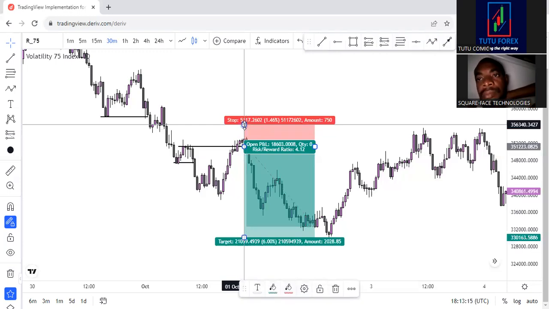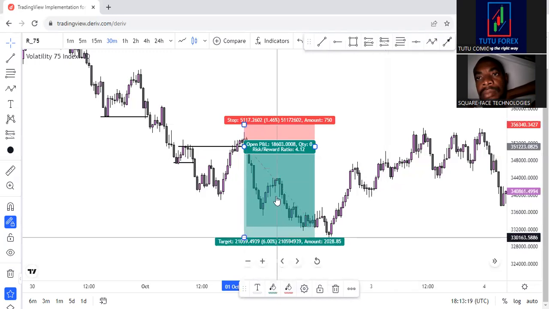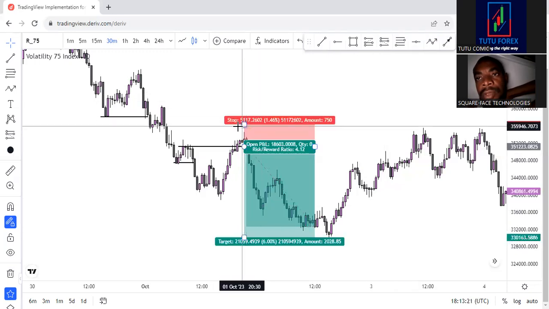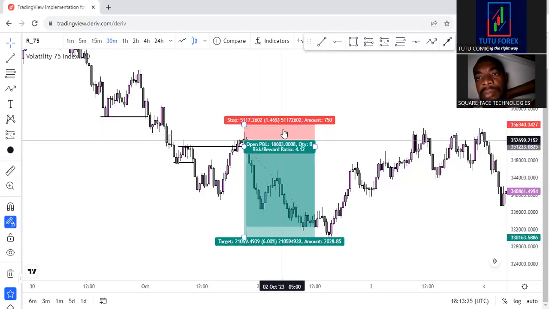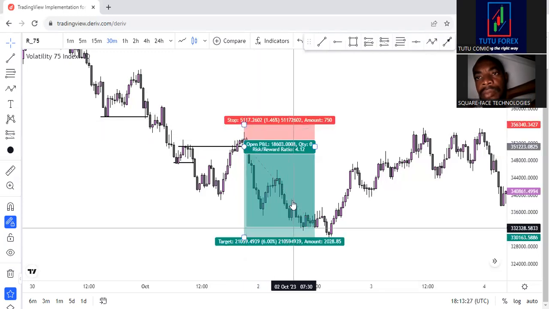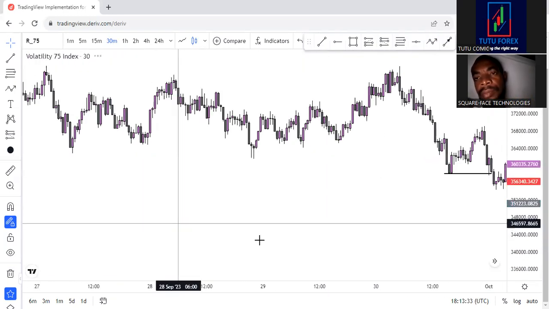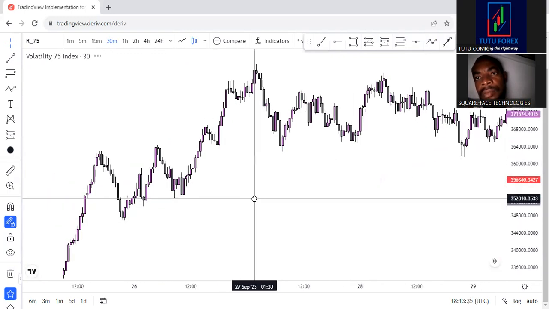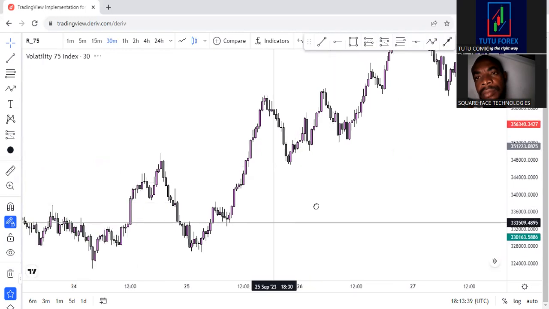That is risk management, knowing where to put your stop loss and your take profit. This is your stop loss above here, while your take profit is down here. This red portion is your stop loss level, while this green portion is your take profit level. So that is it. Now, if you have any questions so far, you are free to ask me any question.